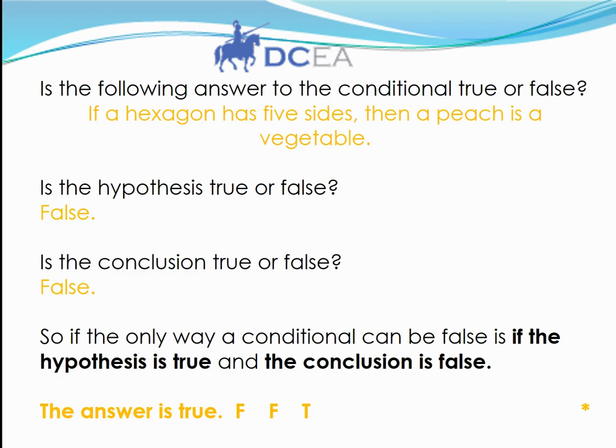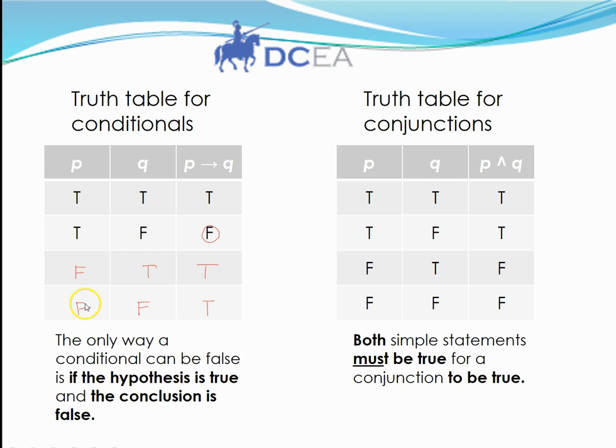Let me say this again. The only way a conditional can be false is if the hypothesis is true and the conclusion is false. In this situation, both the hypothesis and the conclusion are false. Let's look at the previous slide in the table. False, false, true.